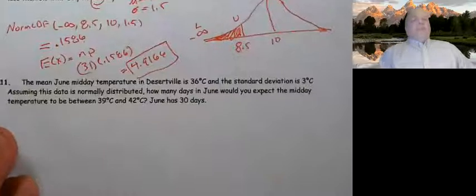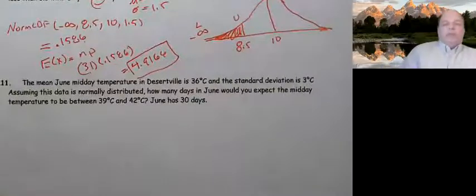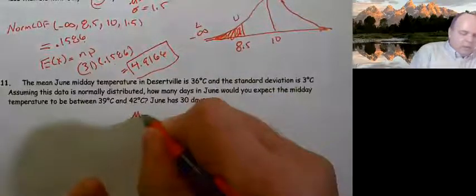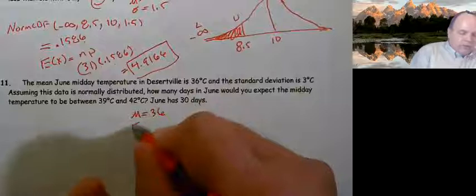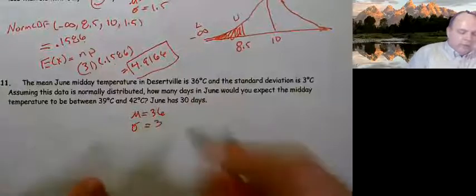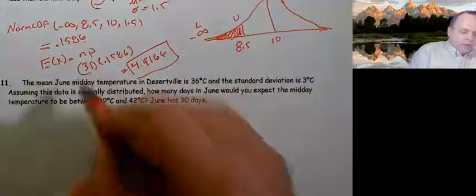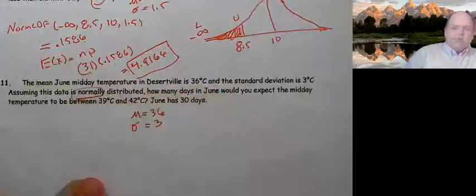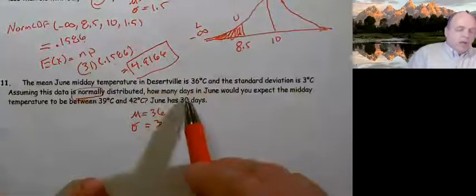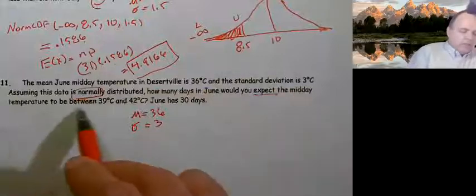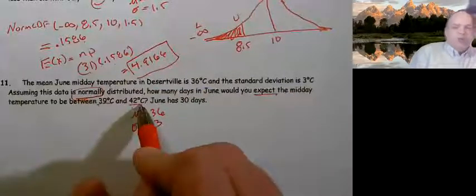The June midday temperature in Desertville is 36 degrees, and the standard deviation is 3 degrees. So we have a mean of 36, a standard deviation of 3. Assuming the data is normally distributed, there's our key phrase. It's not geometric, it's not binomial, we're working with a normal. How many days in June would you expect the midday temperature to be between 39 and 42?